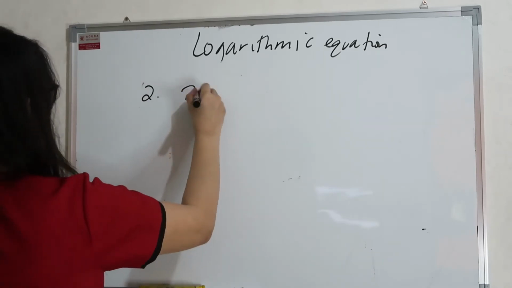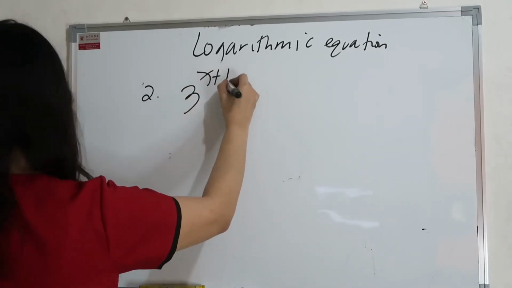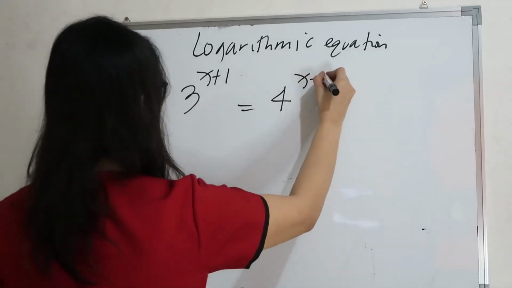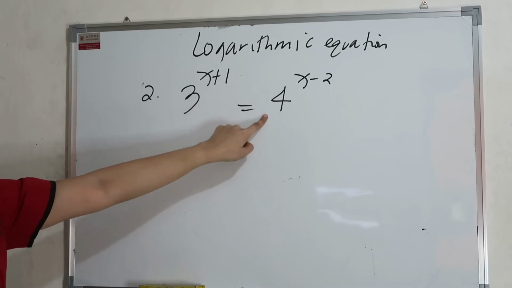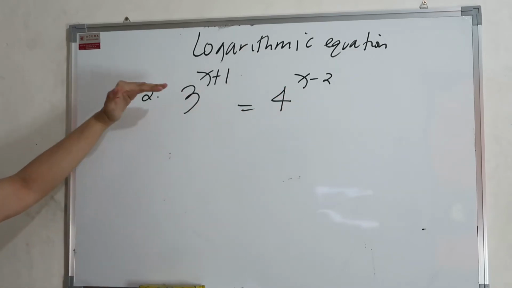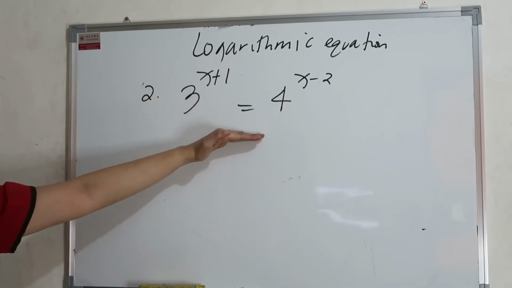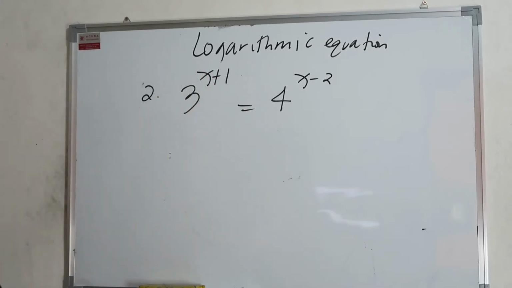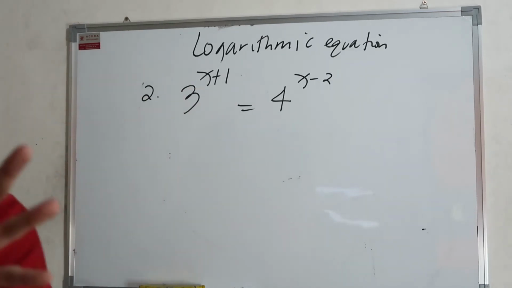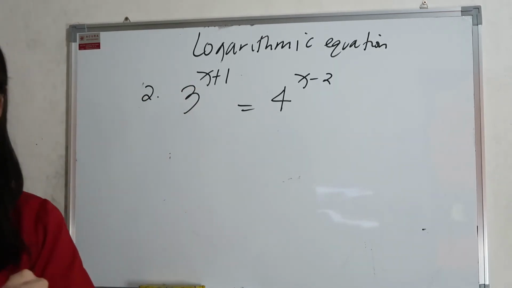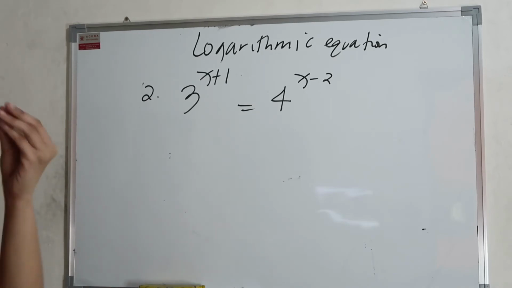Let's say 3 raised to x plus 1 equals 4 raised to x minus 2. The given bases are 3 and 4. We cannot apply an exponential equation because 3 and 4 have no common base. So in that case, we can apply a logarithmic equation.